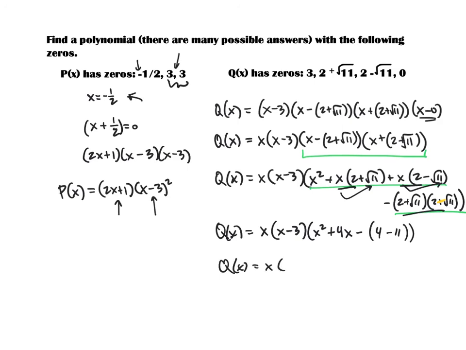Probably shouldn't have put this example in here, but that's okay. You're getting some algebra in. You would have x squared plus 4x minus a negative 7, which would be plus 7. All right, there you have it. There's p of x and q of x, writing a polynomial with the following zeros.